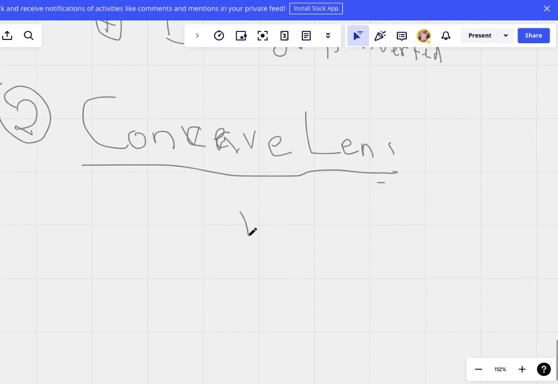Okay, and they look like this. They are thinner at the center. You know the one we did just now? They are thicker at the center. Convex was thicker at the center. Concave lens, they are thinner at the center. Okay, this is a concave lens. See, they are thinner at the center. So if I draw a horizontal principal axis, it's going to pass through this point.